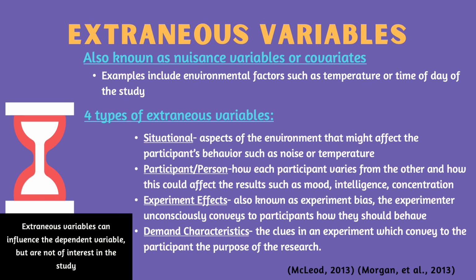Experiment effects. These are also known as experimenter bias. The experimenter unconsciously conveys to participants how they should behave. And finally, demand characteristics. These are clues in an experiment which convey to the participant the purpose of the research. Demand characteristics can change the results of an experiment if participants change their behavior to conform to expectations.